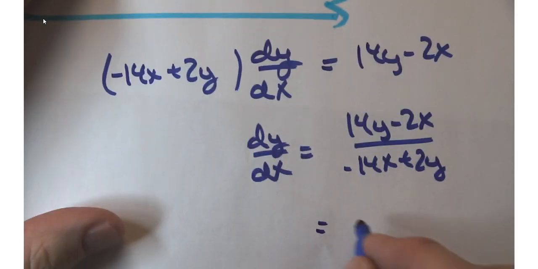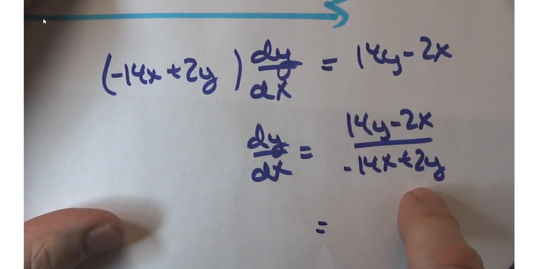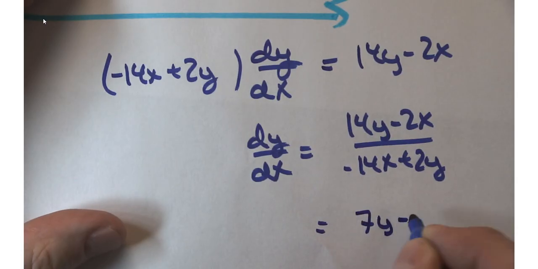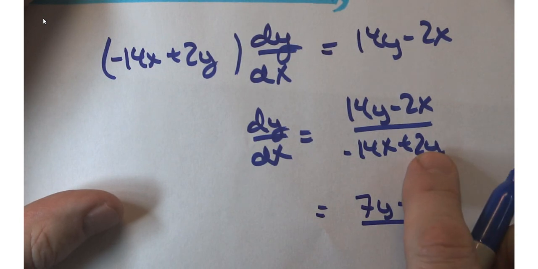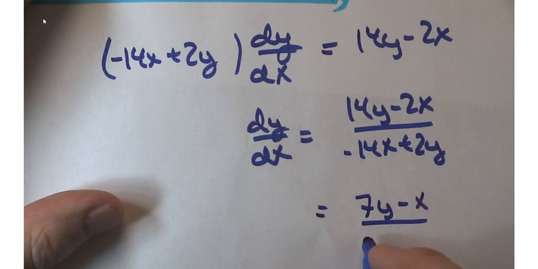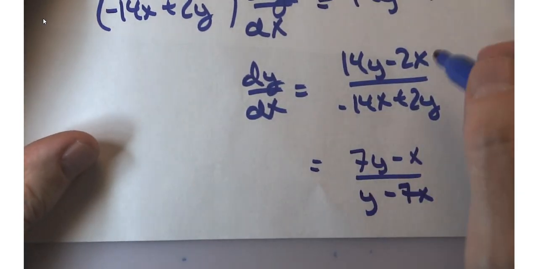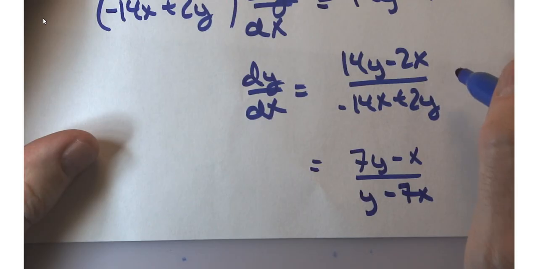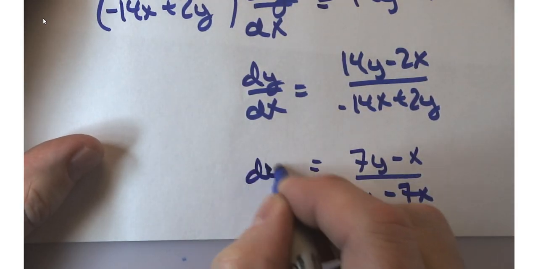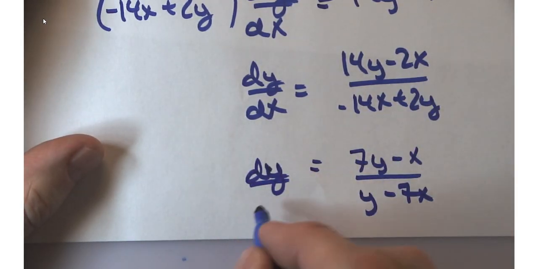If I wanted to clean this up, I divide out the 2. That's going to leave behind 7y minus x over, let's take out the 2 from here and write it as y minus 7x. And that's about as far as you can go with it. I don't know if I'm going to mark you wrong if you don't take out the 2. I think I'll be pretty happy you getting here, but it's not a bad idea to clean things up.